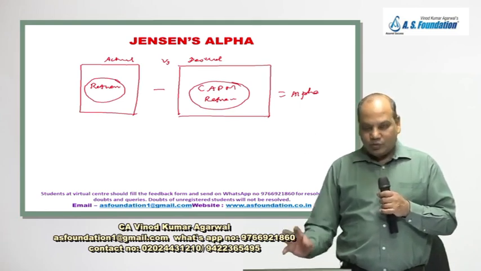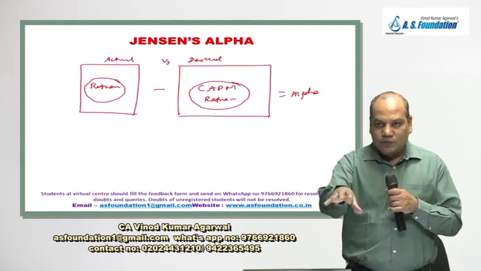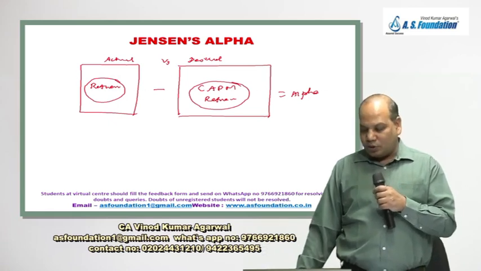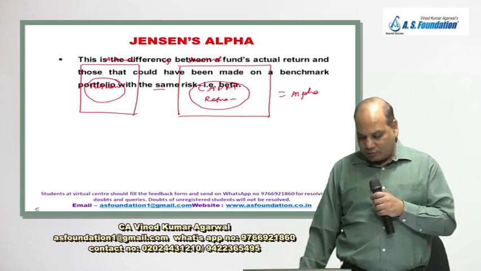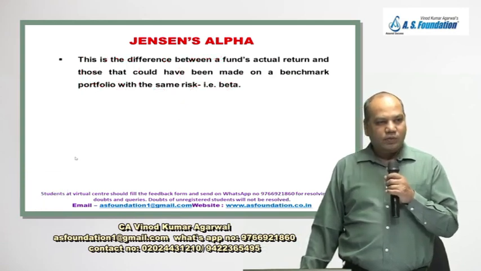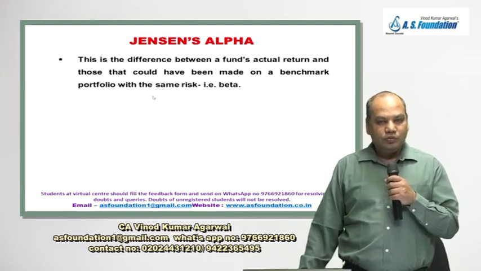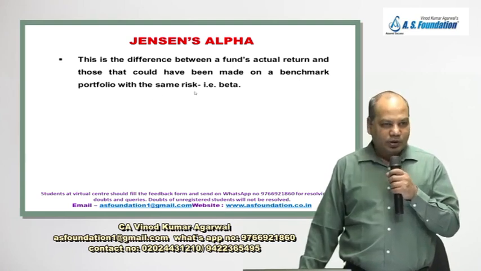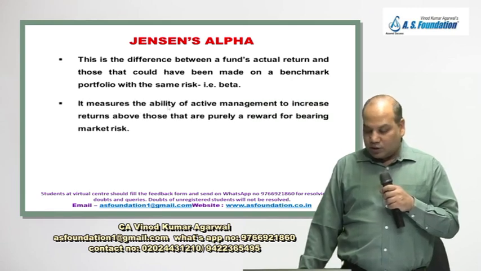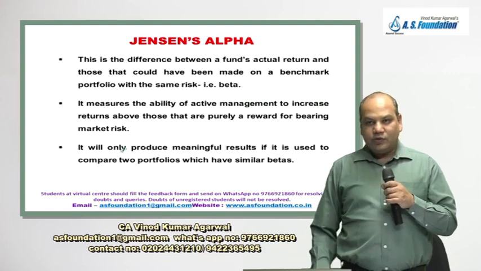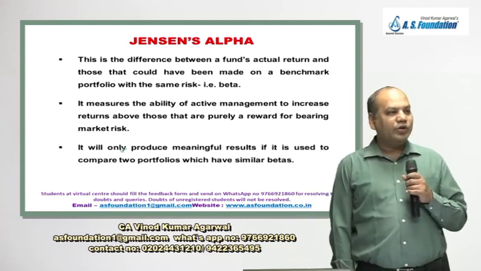The formula is simple. What is the average or actual return of the portfolio or the fund? What should have been the return as per the CAPM based on the kind of risk that you have taken? If you generate more than that, you have performed better. So this is the difference between the fund's actual return, and that which could have been made on a benchmark portfolio with a similar risk, that is beta. It measures the ability of the active management to increase return above that which is purely a reward for bearing the market risk. So if the fund manager is skillful, he will generate positive alpha.